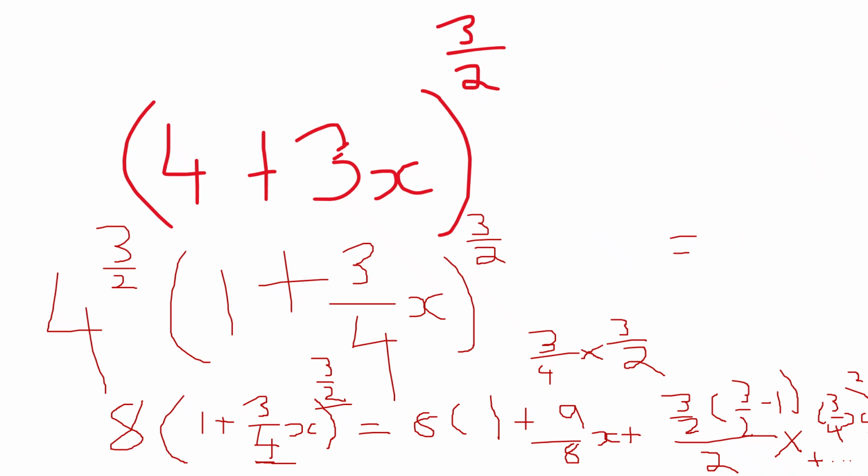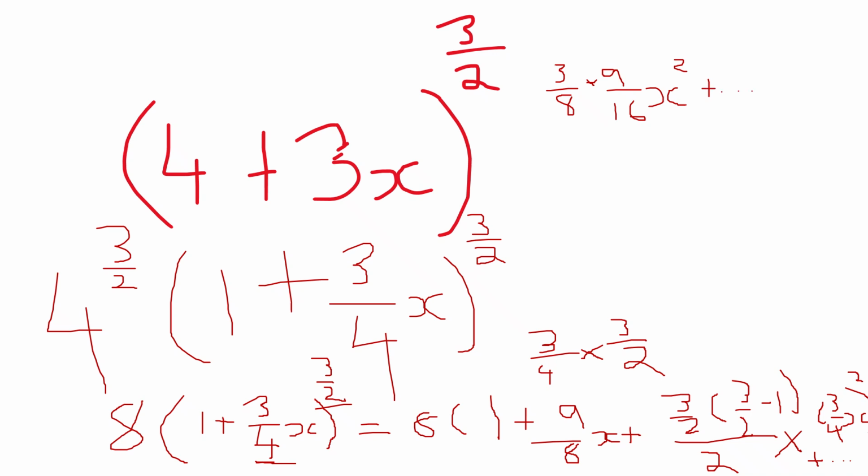Let's simplify the bit inside the bracket, or this part here. We're going to have 3 halves times a half. That's going to be 3 quarters divided by 2, which is 3/8. We're going to have 3/8 being multiplied by 3 quarters all squared, so that's going to be 9/16. So times by 9/16, x squared, plus dot dot dot. So this is the coefficient for x squared. I'm going to plug this in here.